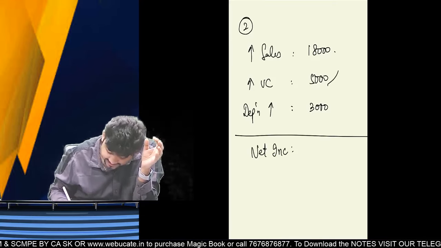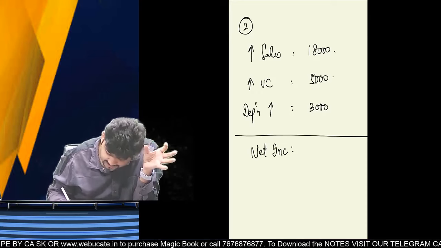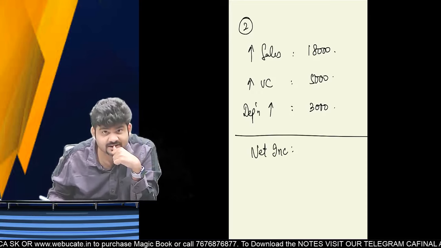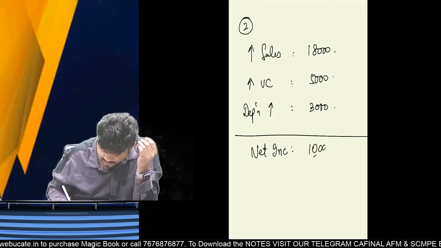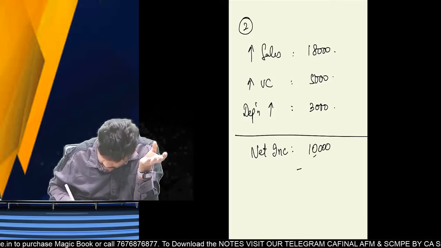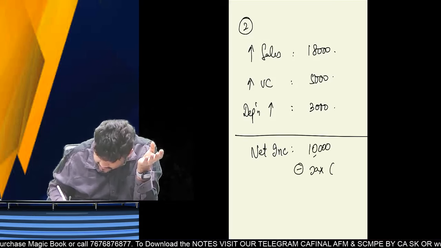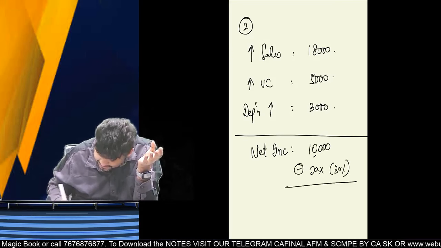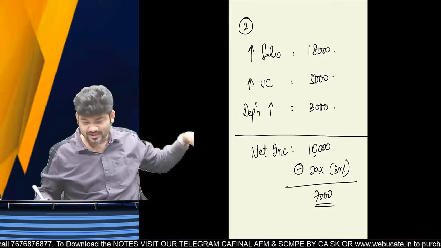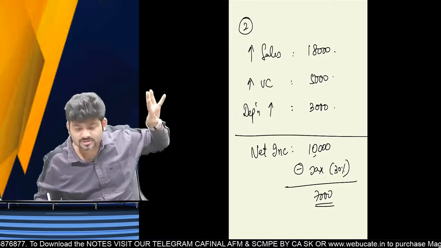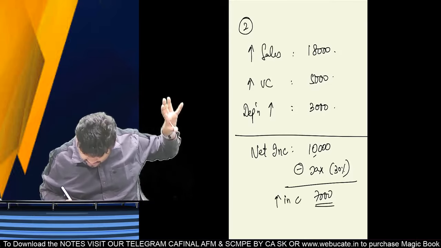How much? 18. But minus 5 minus 3. So 18 minus 5 is 13. Minus 3 is 10,000. So net increase is 10,000. To which tax will be deducted at the rate 30%. So this will become 7,000. So 7,000 is the increase in cash flow.